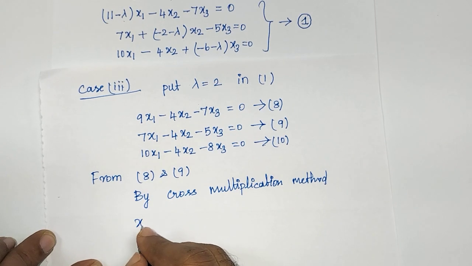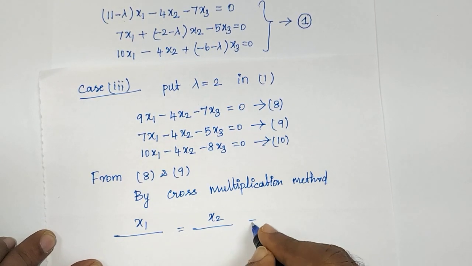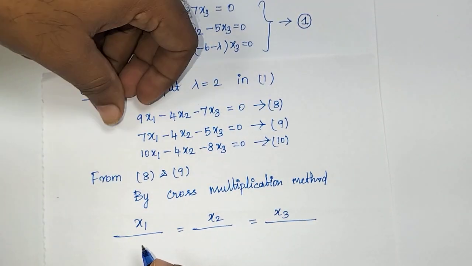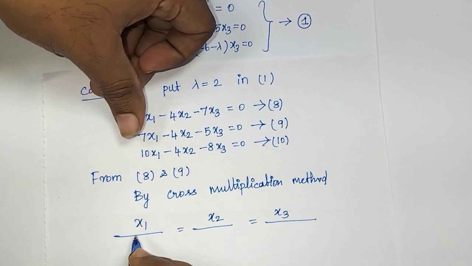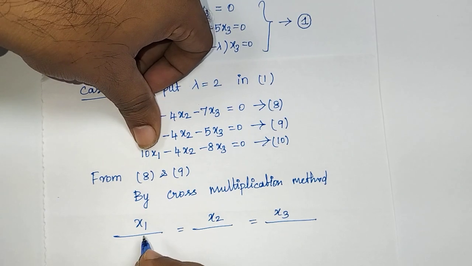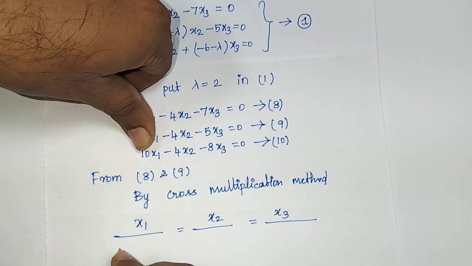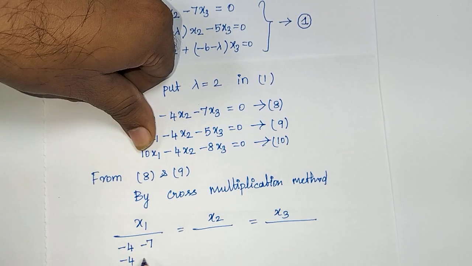I'm going to find x1 divided by, is equal to, x2 and x3. So I'm taking equation 8 and 9. First I'm going to find x1. From those two equations I can omit the x1 coefficient. The remaining coefficients we can write in a determinant form: minus 4, minus 7, minus 4, minus 5.